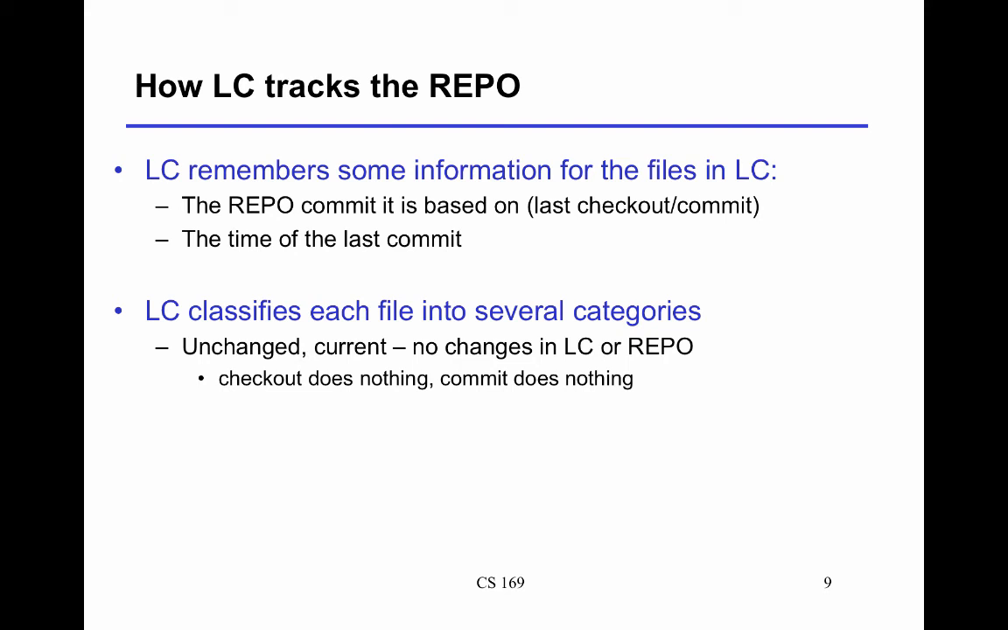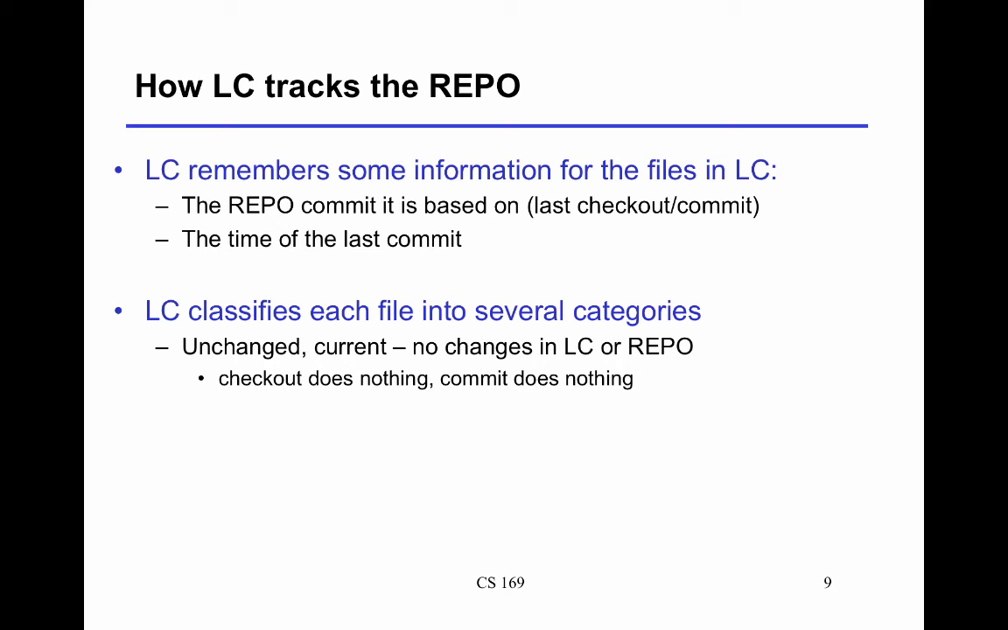Most files will be unchanged and current. Unchanged means that you have not edited this file since the last time you checked it out of the database. And current means nobody has committed to the repository a change to this file after you checked it out. Okay? So keep in mind, you check out, you have your files. The people may be committing to the repository, maybe making changes to this file. It's not going to show immediately in your local copy. But the version control system knows whether the file has changed.